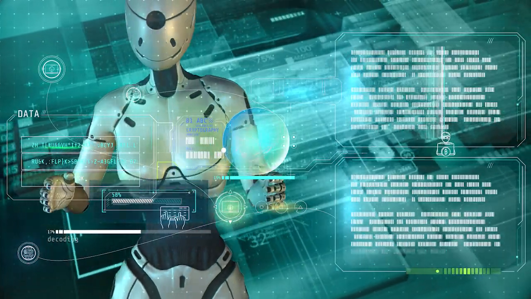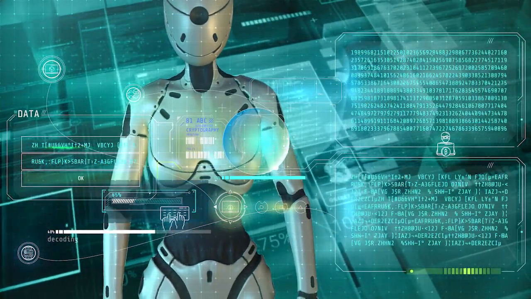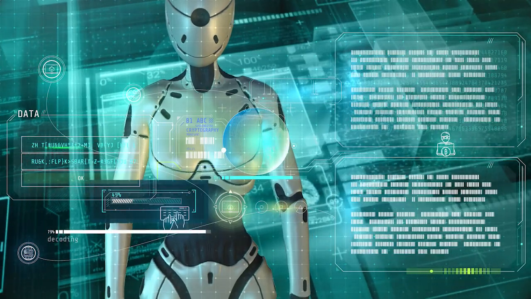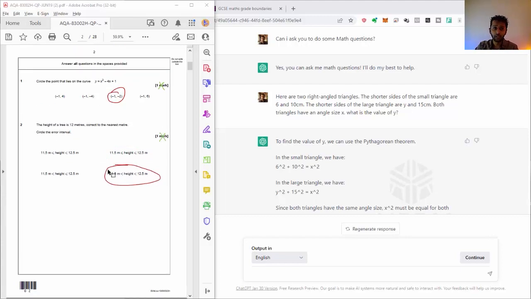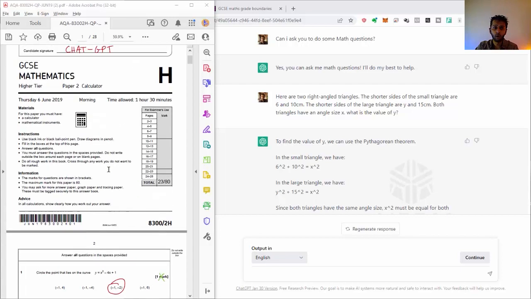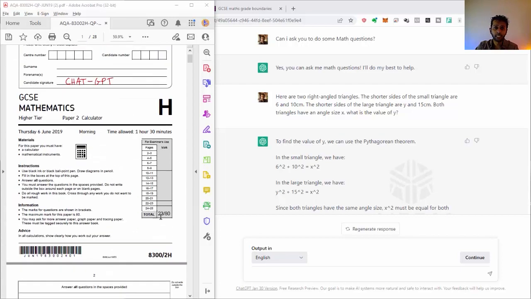So it's time for the moment of truth. How did ChatGPT do in GCSE Paper 2? Now if you remember, in GCSE Paper 1, ChatGPT scored 41 out of 80, which was around about a grade 6. Unfortunately, ChatGPT has not done anywhere near as well as it did on Paper 1. The score is 23 out of 80, so just over a quarter of the marks.